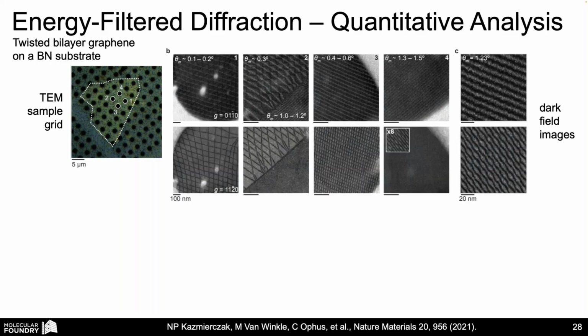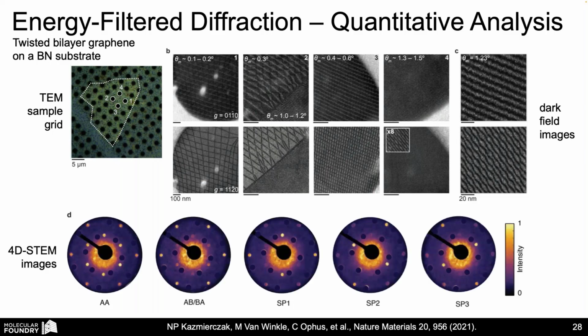And if you rotate to the 1, 1, bar 2, 0, you see a different sort of set of constructive and destructive interference, which outlines the different sort of moire unit cells here. But of course, in 4D-STEM, we have a measurement at every probe position, and we can do quantitative intensity mapping here. And so this is just showing the different stacking sequences, either AA, AB, or the 3 saddle point energy stacking sequences of twisted bilayer graphene.